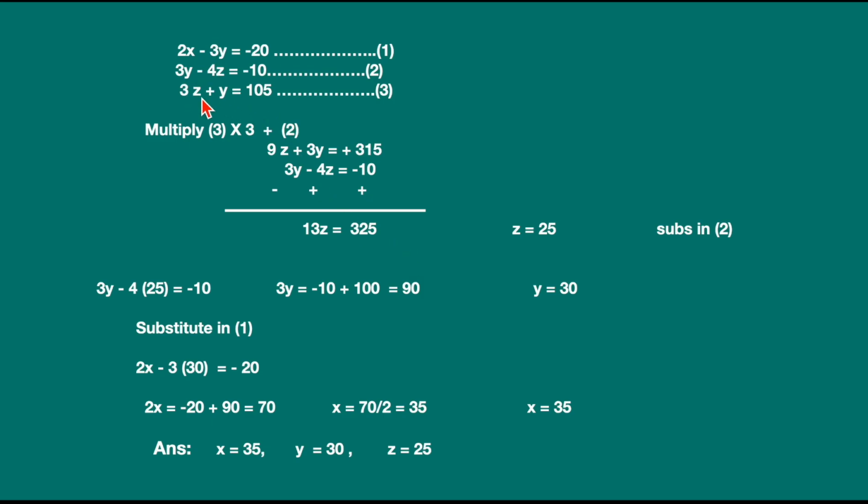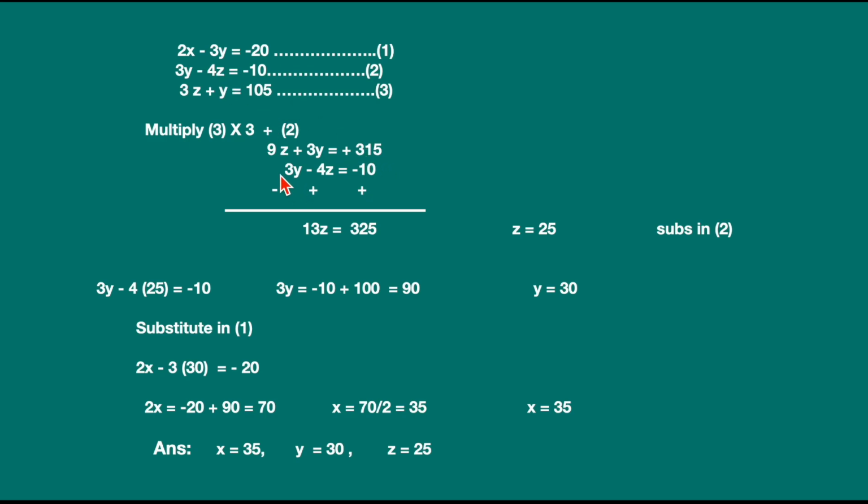Here you can see from this equation, the second and third equations have the same variables, y and z. So these two are linear equations in two variables. So you can easily solve it. So here I am going to eliminate y. Okay. So I have multiplied equation 3 by 3. So 9z plus 3y plus 3 into 105 is 315.